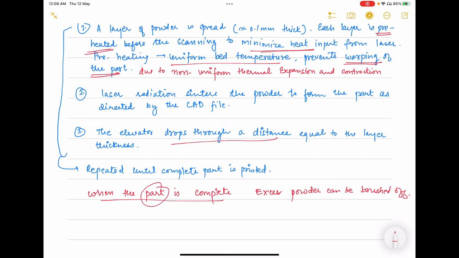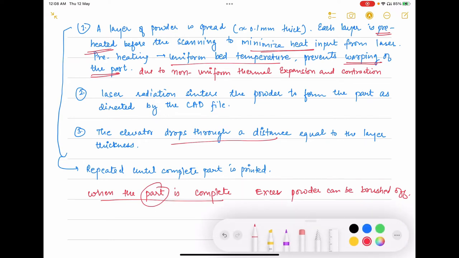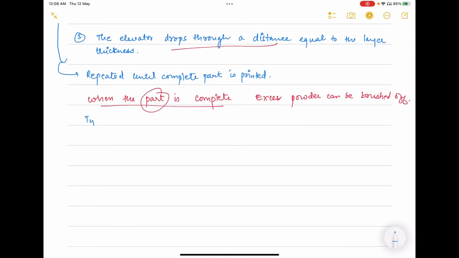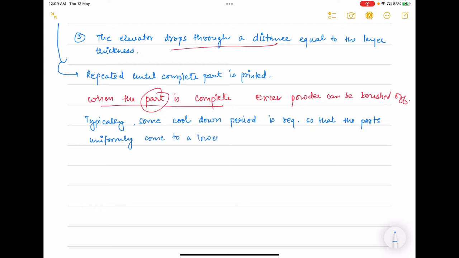Okay, typically some cool down period is required so that parts uniformly come to a lower temperature, so that they can be handled and exposed to the ambient temperature and atmosphere.